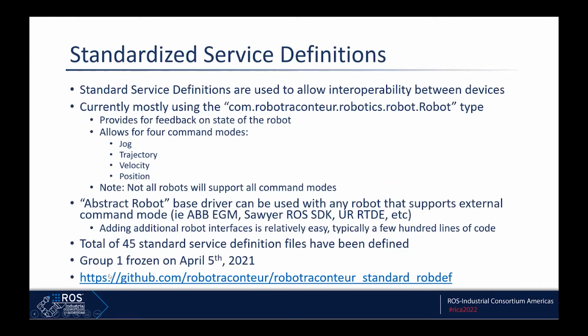So we have standardized service definitions, as I mentioned earlier. We have an abstract robot type, which is kind of like the core capability of a robot. And then we have specific interfaces to talk to the robots themselves. And right now, we're actually working on adding the ability to send motion programs to robots in a hybrid manner, along with EGM external controls. There are 45 standard service type definitions for all different applications and device types and data types, and you can see them all here at this link.